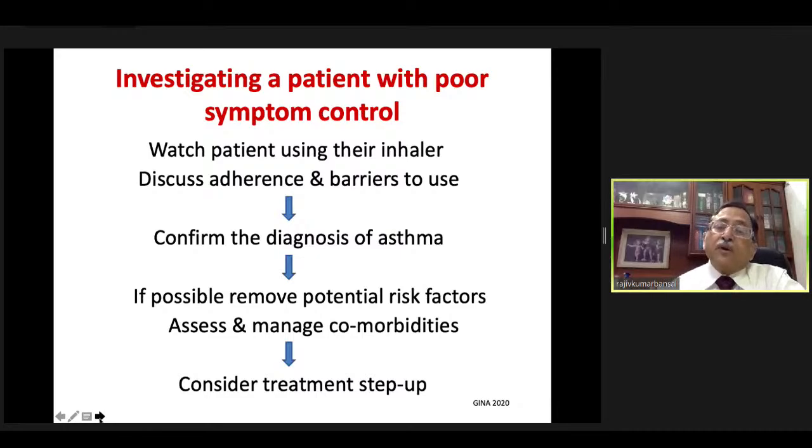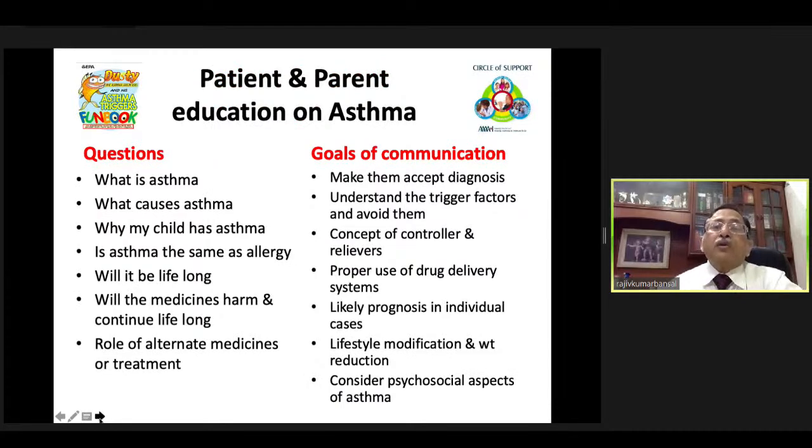We also need to confirm the diagnosis of asthma. That's very, very important. If possible, remove potential risk factors, assess and manage the comorbidities as was discussed earlier, and then only consider the step up of treatment. What is also important is patient and parent education on asthma. We need to address all the questions that come to the mind of the patient and the parents. What is asthma? What causes asthma? Why has my child got asthma? That's a very important question. Is asthma the same as allergy? We need to tell them the distinction between these two.